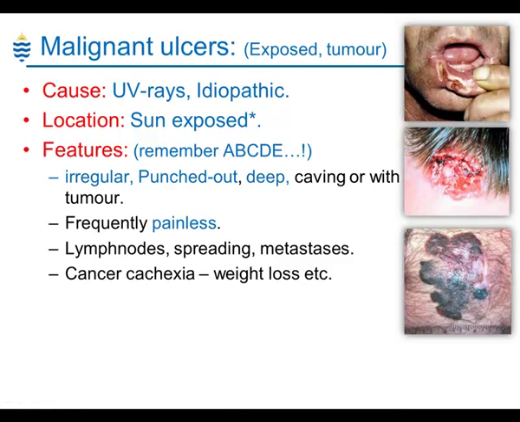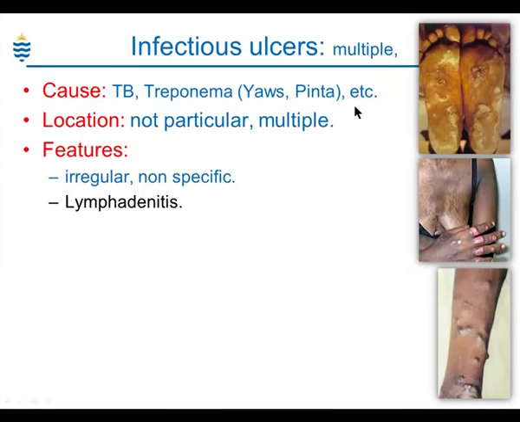Malignant ulcers, you are all experts. Year 3 skin pathology: ABCDE skin examination, appearance of an ulcer, malignant ulcer, different colors, locations, different types. Infectious ulcers mainly as a differential diagnosis to rule out the common ones: tuberculosis, treponema, yaws, pinta, more in these tropical regions.